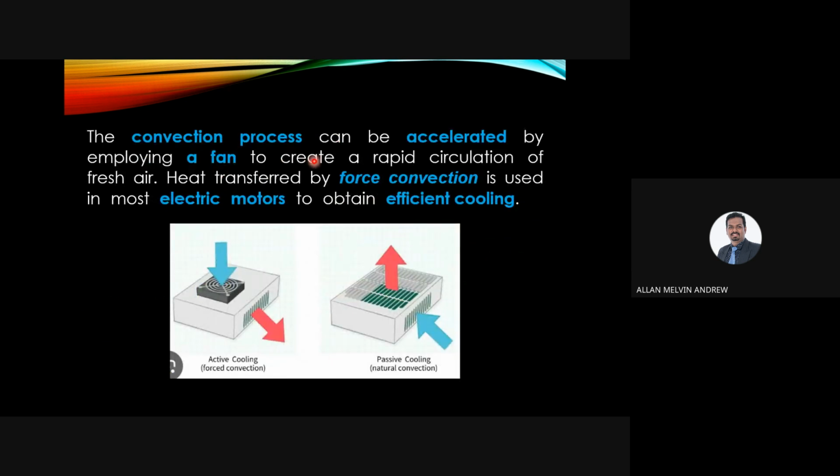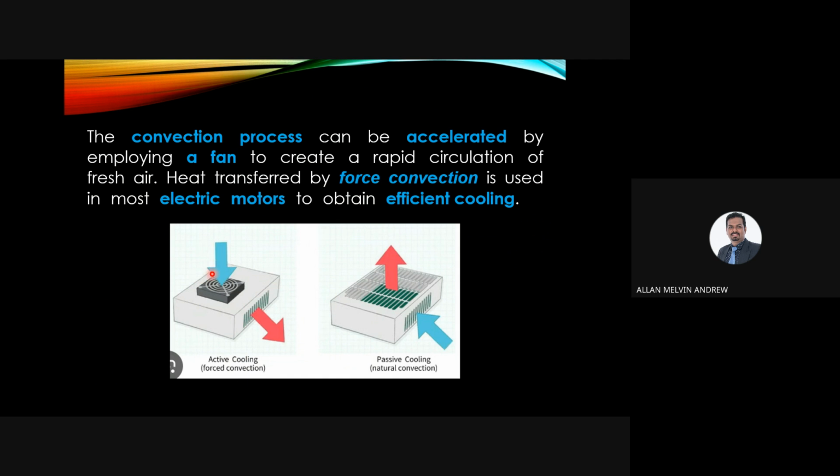Okay, so this is what we call convection. The convection process can be accelerated by employing a fan or blower to create a rapid circulation of fresh air. Heat transfer by forced convection is used mostly in electrical motors to obtain efficient cooling. This is active cooling, which we usually use in machines. Active cooling means we attach a fan. The fan sucks the cool air from the environment and cools the parts inside the machine. Once the cool air enters, the hot air automatically goes up and out, cools down, and enters back. This is the same principle as using a fan or aircon in the house.